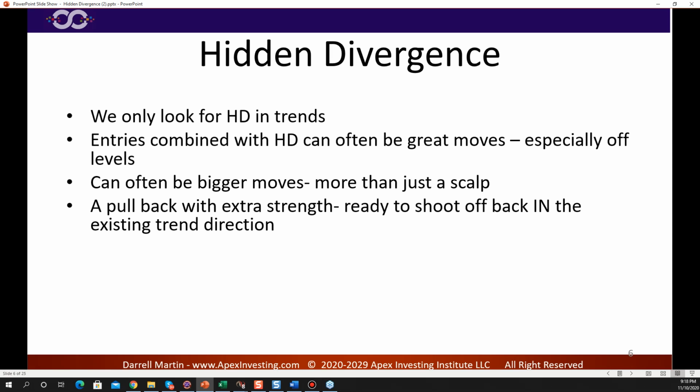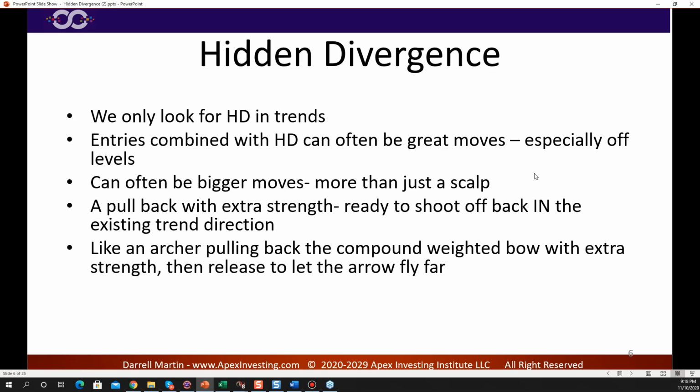Basically what hidden divergence is, it's a pullback against the trend with some extra strength, but it is then ready to shoot off back in the direction of the existing trend. And he'll show you how to quantify that in a second. We'll show you that. I'm going to show you some examples of that.